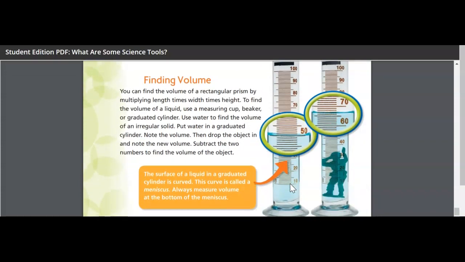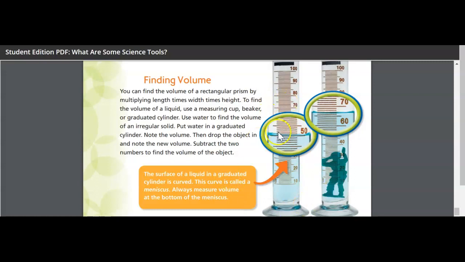Finding volume. You can find the volume of a rectangular prism by multiplying length times width times height. Remember, we do that in athletics all the time. To find the volume of a liquid, use a measuring cup, beaker, or graduated cylinder. Use water to find the volume of an irregular solid. Put water in a graduated cylinder. Note the volume. Then drop the object in and note the new volume. Subtract the two numbers to find the volume of the object.